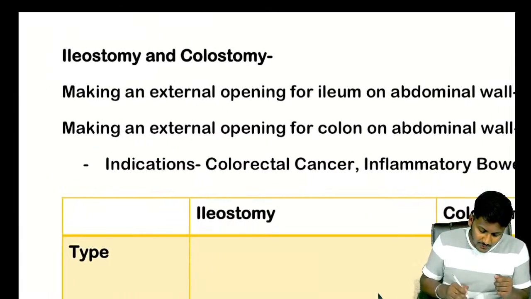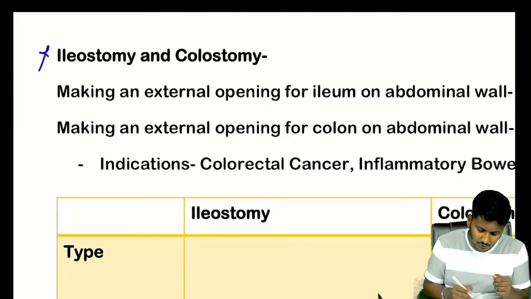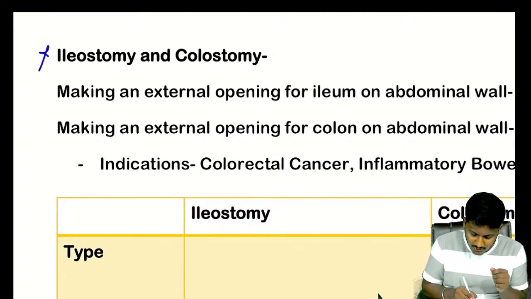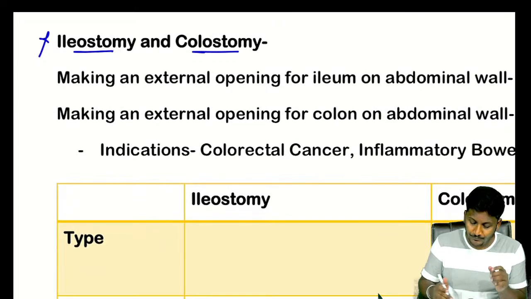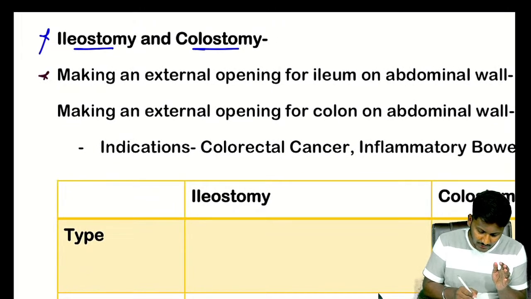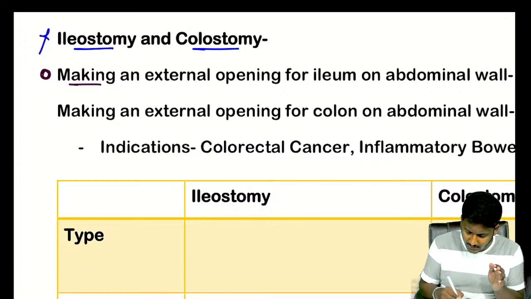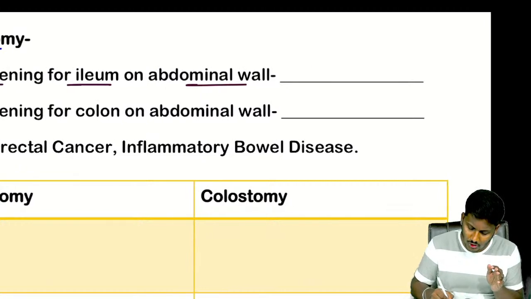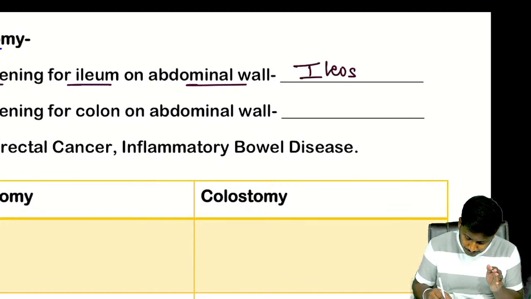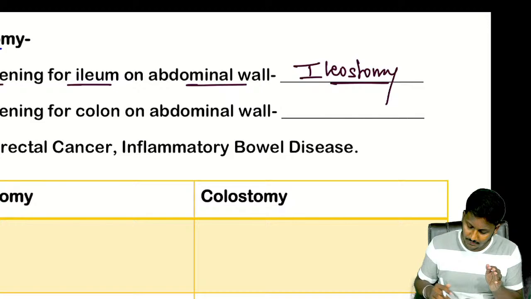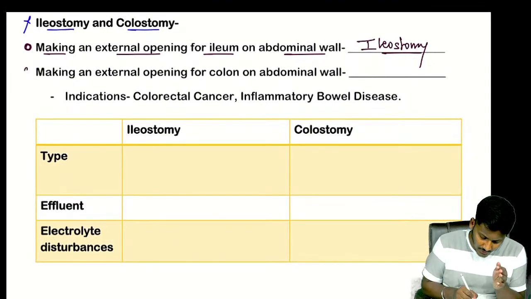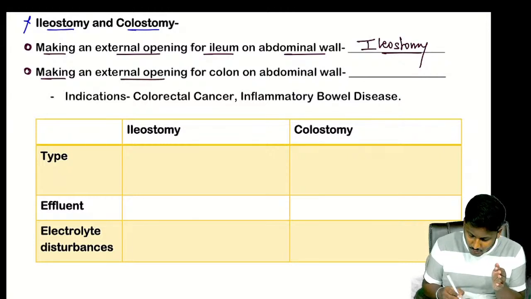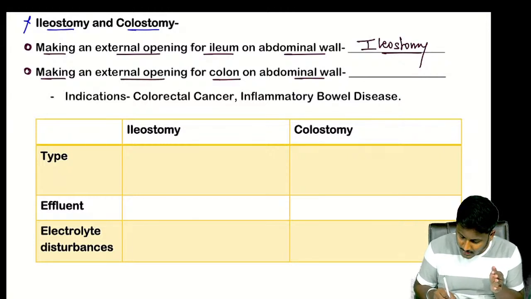If I talk about the next one, beta, as I've told you, we perform a colostomy or an ileostomy. So what is basically an ileostomy or a colostomy? For example, if you are making an external opening for the ileum on the abdominal wall, that is called an ileostomy. Whereas if you are making an external opening for your colon on the anterior abdominal wall, that is what is classically called a colostomy, right?